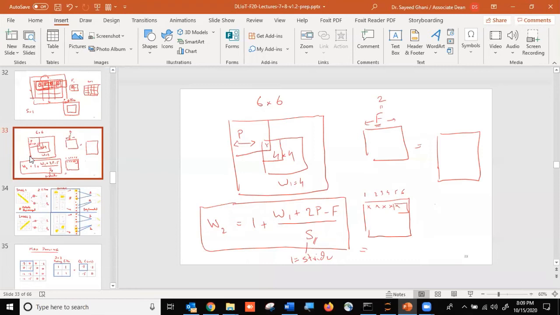So what did we guess? We'd start here: 1, 2, 3, 4, 5. So the output should be 5x5. Is that right? W1 is 4 plus 2, that's 6, minus 2, that's 4, divided by 2, plus 1. So it should be a 3x3. Sorry, the stride is 1, so it's 5. Did everybody follow that? Okay.